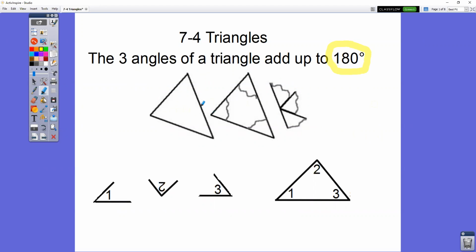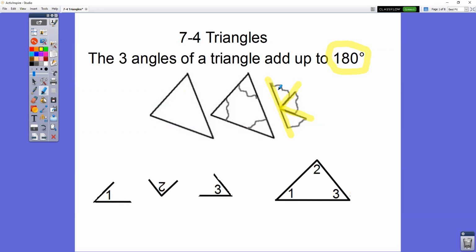This is a slide that New York State requires me to show you. If we take a triangle and we tear off the three corners of the triangle, what it forms, if we put those three corners together, is this shape. It's a little bit hard to see, but if you tilt your head to the right a little bit, you'll notice that it is supplementary angles.